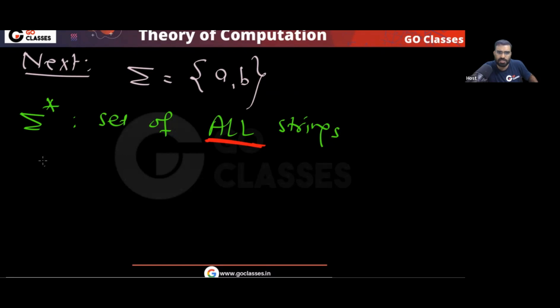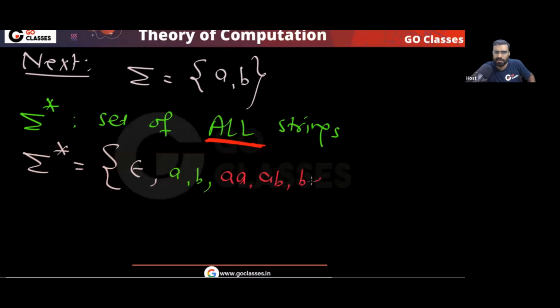So you can easily notice that this sigma star contains all strings, which means it also contains the empty string. It contains all one length strings, two length strings. Sigma star contains 0 length strings, 1 length strings, 2 length strings, 3 length strings. It contains all the strings.